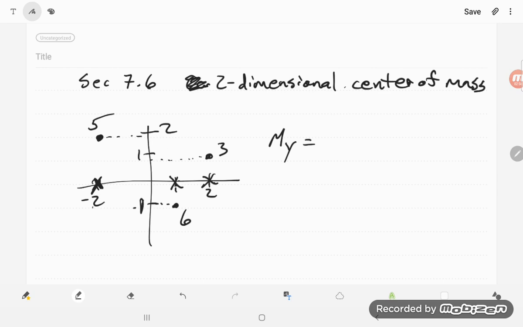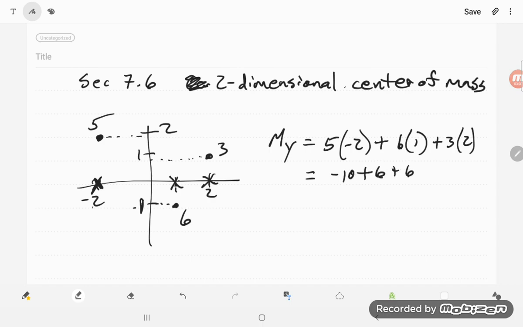And so, just like in one dimension, I will just take my 5 times -2 plus 6 times 1, and plus 3 times 2. So I'm just taking those distances from the y-axis, which are x values, and getting it that way. So that is -10 plus 6 plus 6. So that ends up being 2.